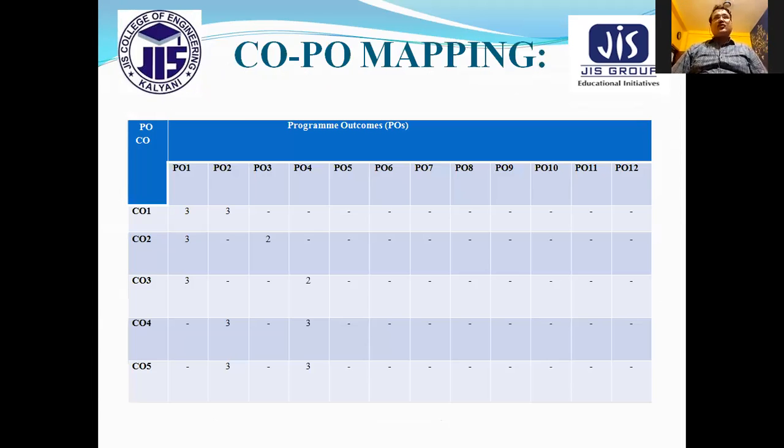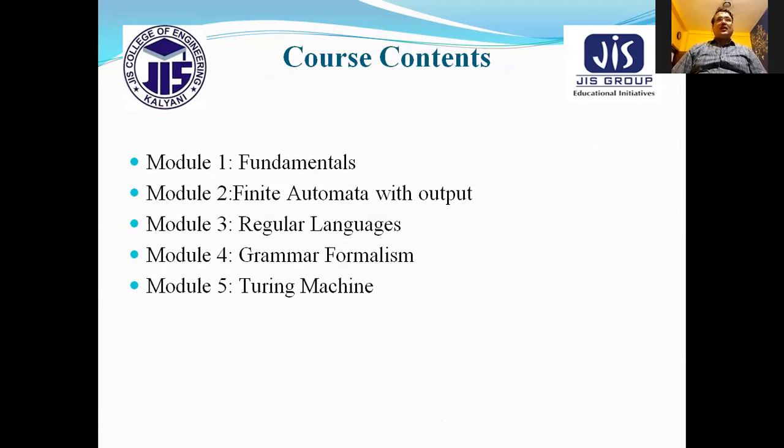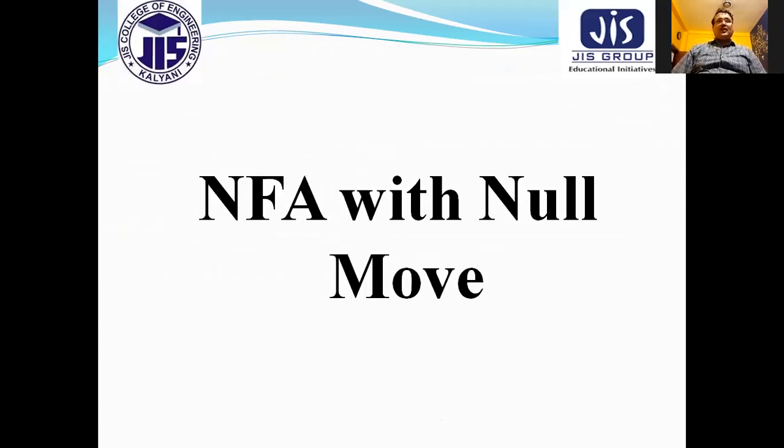So these are the CO-PO mapping of your subject, and these are the course contents of your subject. Now today's class is the NFA with null move. Here, if a non-deterministic finite automaton is given with null moves, how can we remove them? You may say, sir, what is the need of this? Why are you going for this part?